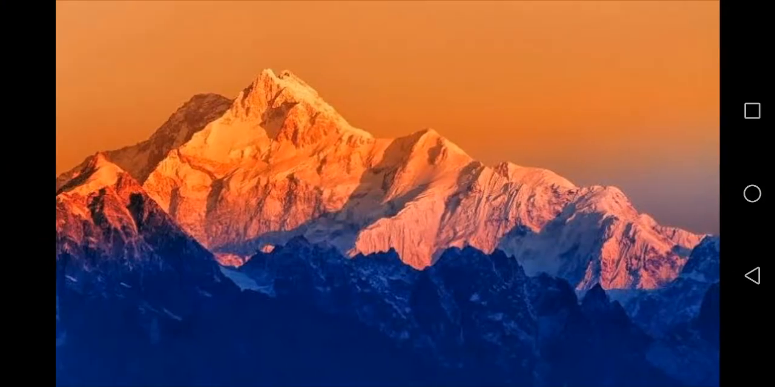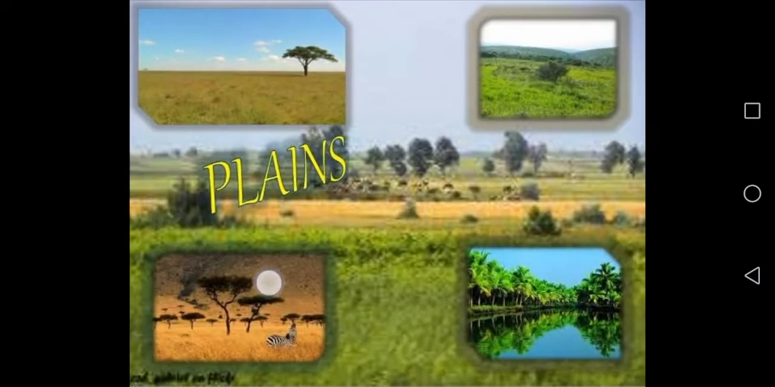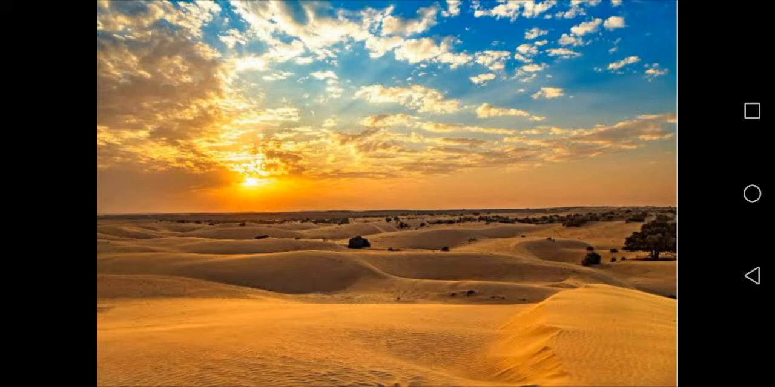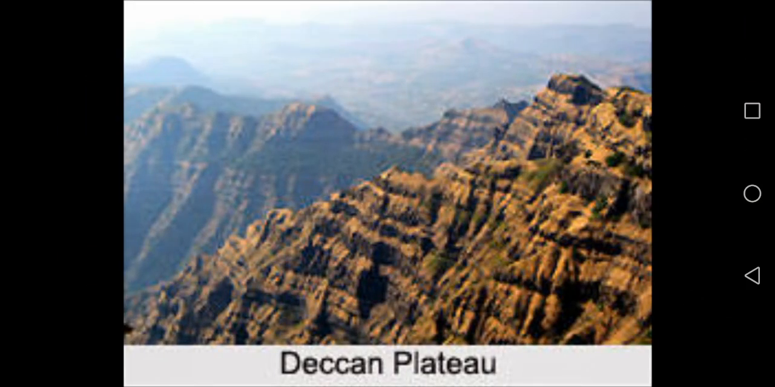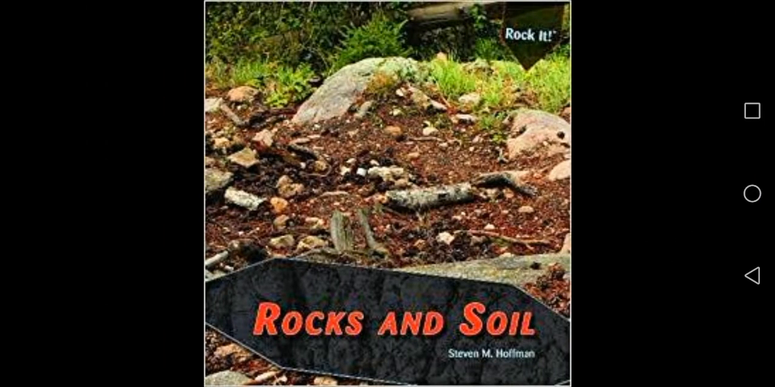So let me introduce. India is a vast country with varied landforms, which has all physical features of the earth. That is mountains, plains, deserts, plateaus and islands. We also find different types of rocks and soil.